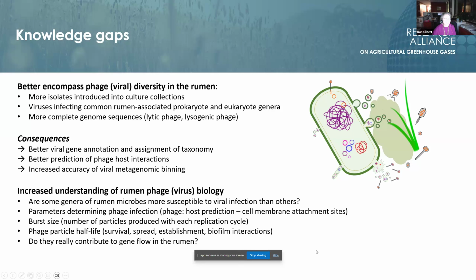And I just put this last one in to be a bit of a stirrer. Do they really contribute to gene flow in the rumen? So quite likely that they do. But a lot of the information that's feeding into answering this question at the moment is based on virome studies, and a culture will tell you so much more in this space, even if you're just using model ecosystems.